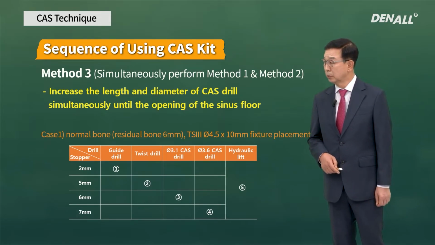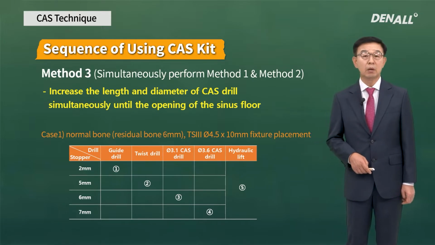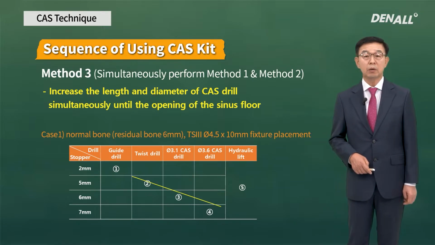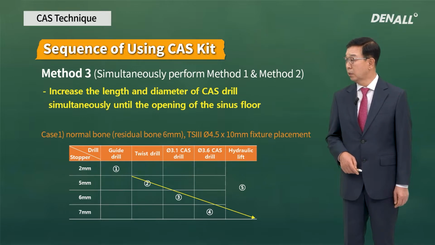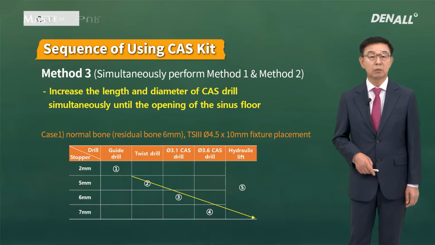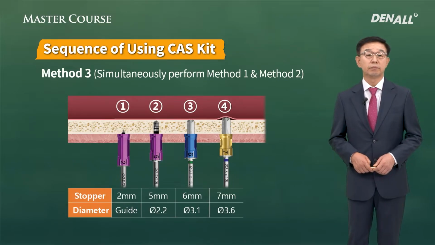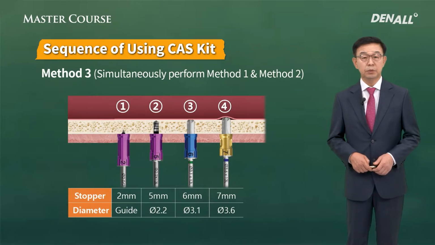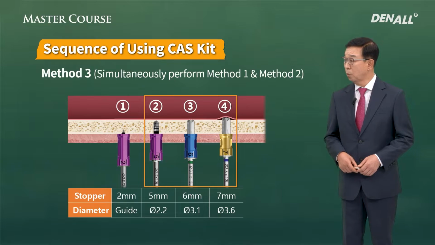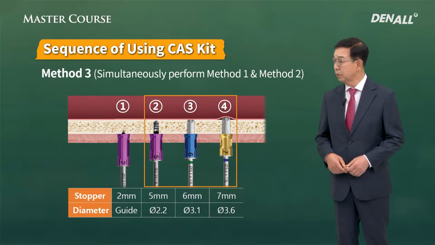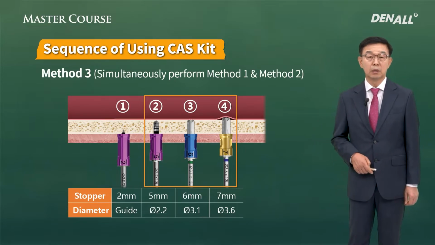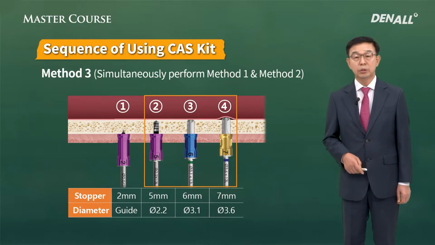Next is the most frequently used method. Width and depth of the bone are expanded at the same time. Hydro lift is done and implant is placed. In other words, you are advancing as you're expanding bone width and depth using guide drill and twist drill. I believe this is the easiest way to do this.